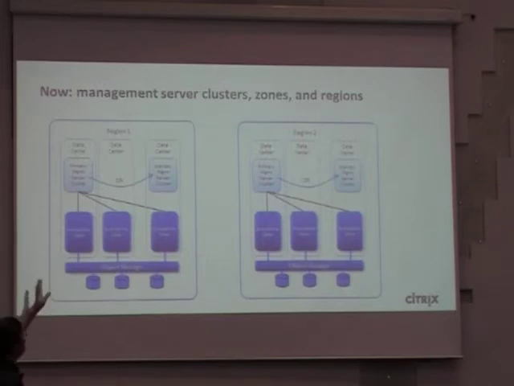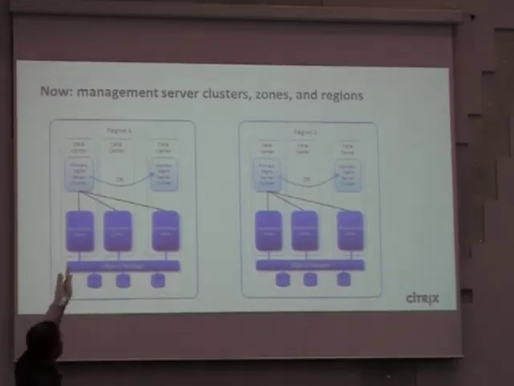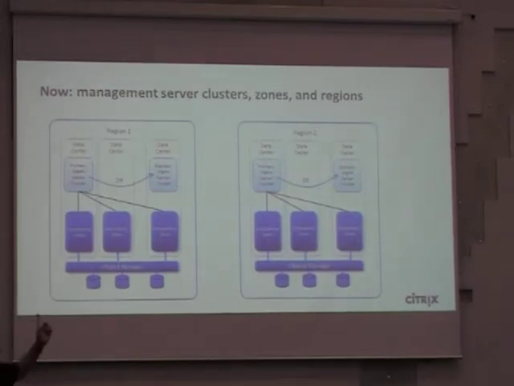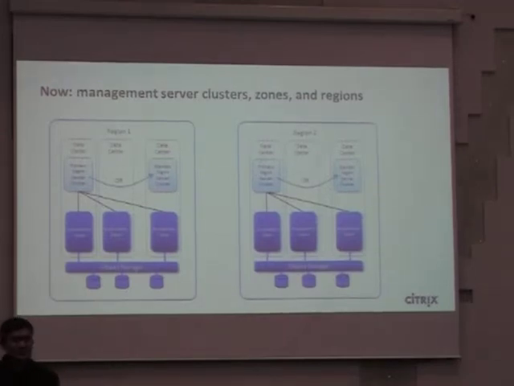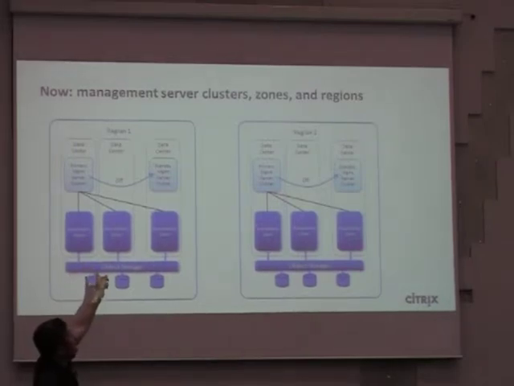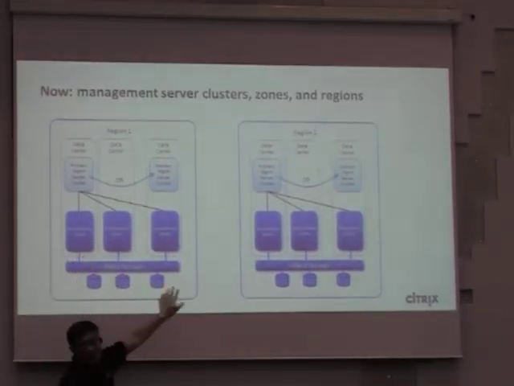So that's the idea. And today, a single CloudStack management server cluster is required for each region. So that means a management server cluster has to sit inside one of the zones, and it controls all the availability zones inside the region. And the problem with this is, of course, if the management server cluster fails, even if just this one zone failed, you would lose the management server cluster for the whole region.